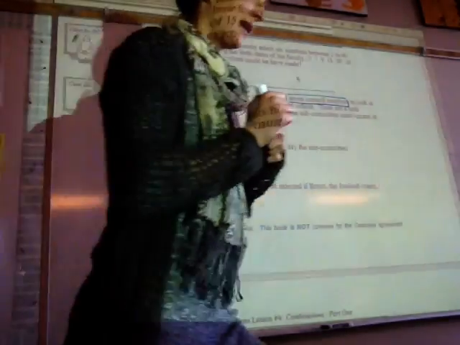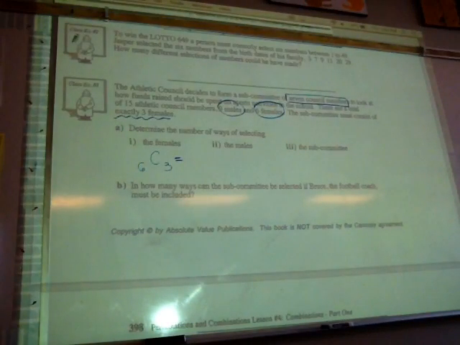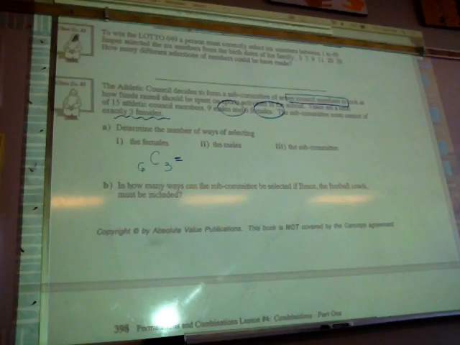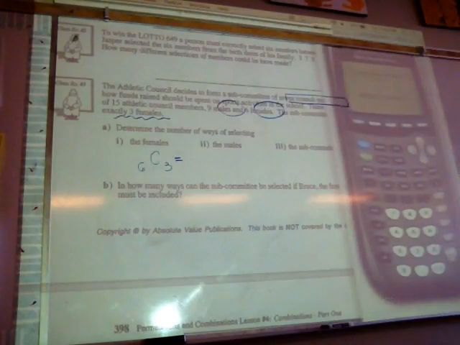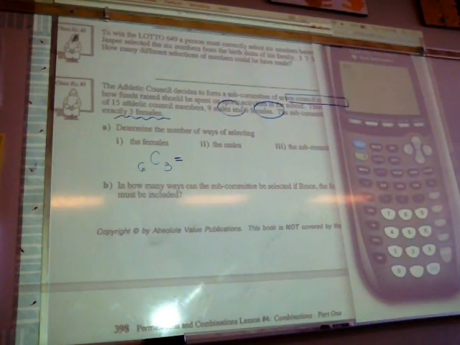So for those of you who weren't here yesterday, I'll just remind you how to use your combination key on your calculator. So first you would go 6, math, over to PRB, number 3, and then 3. So that's 6, choose 3. Do you want me to do the steps again? No, I'm good. What did you say? So 6, and then go math, over to PRB at the top.